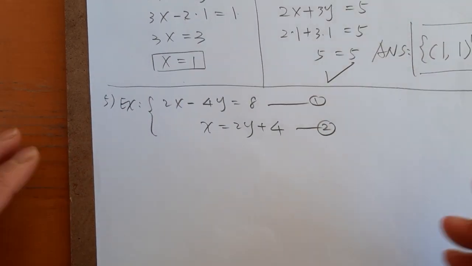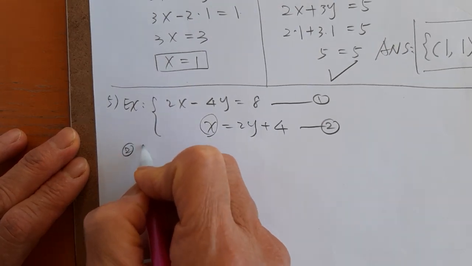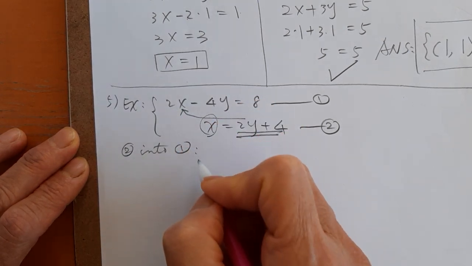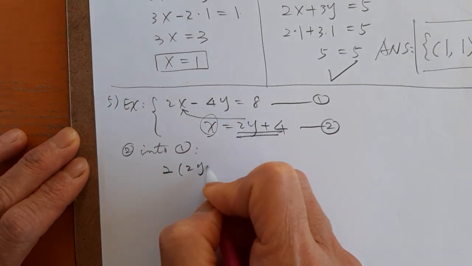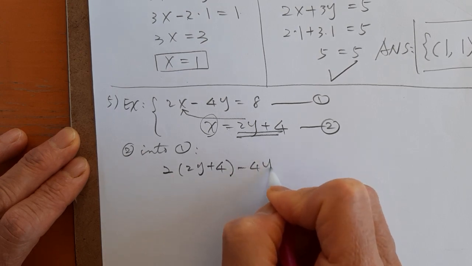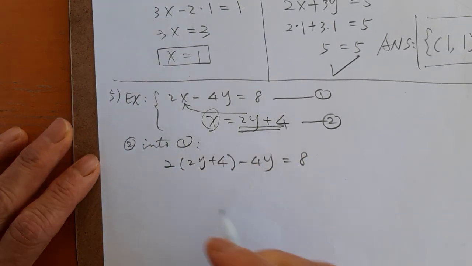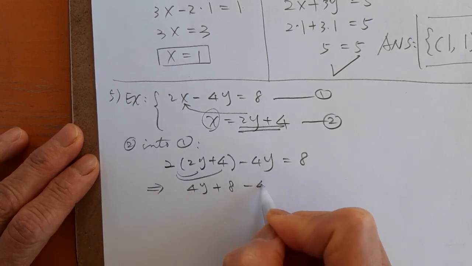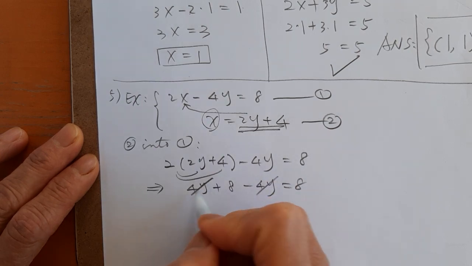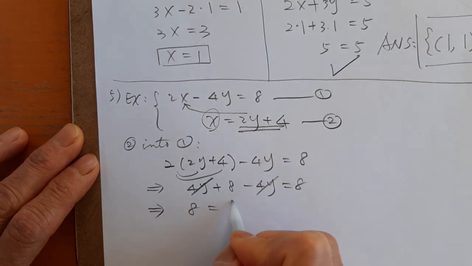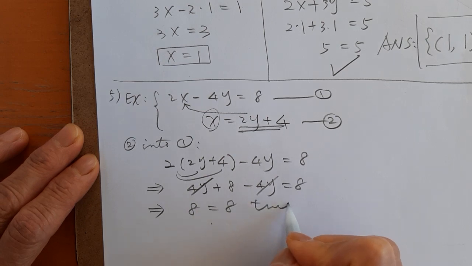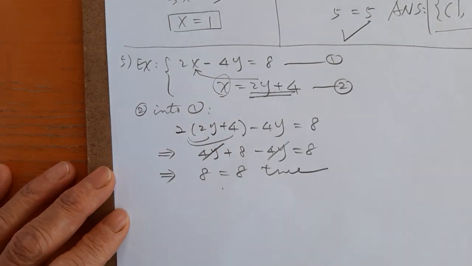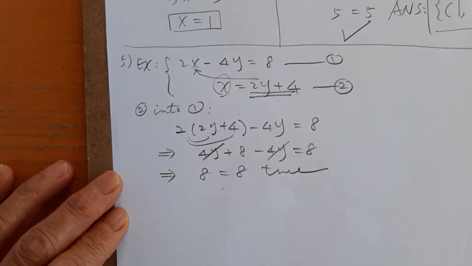The second equation is put into the first equation. So we get 2 times (2y plus 4) minus 4y equals 8. Distributing in, it's 4y plus 8 minus 4y equals 8. 4y minus 4y is 0. So we get 8 equals 8, which is always true. That means the two lines are exactly the same line, with many, many intersection points.